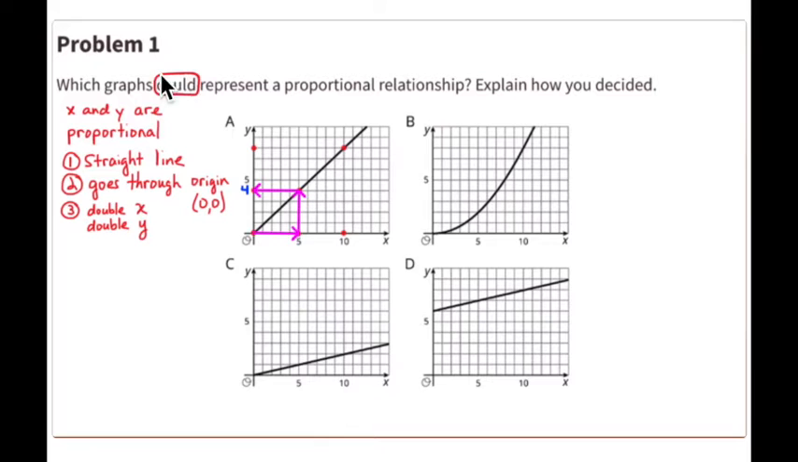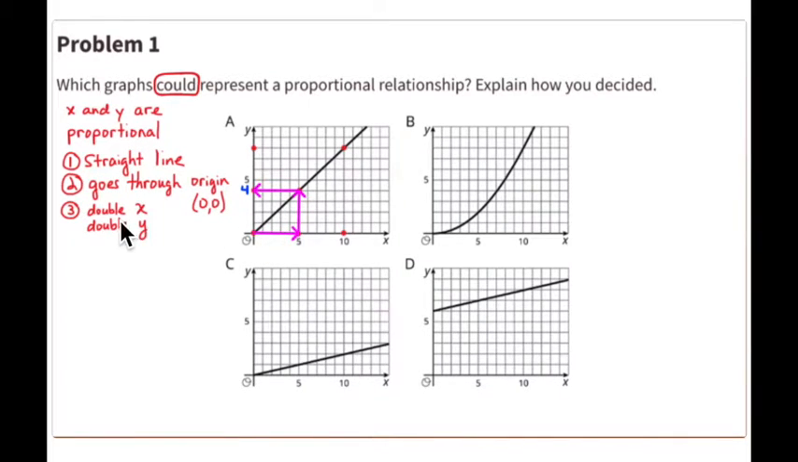They use the word could here because just because it looks like a proportional relationship, and A does look like one, doesn't mean that after you go outside of where it's graphed, it continues to be a proportional relationship. So they always qualify this with the word could. The things to look for: the graph is a straight line, and the graph goes through the origin. So it has those two things.